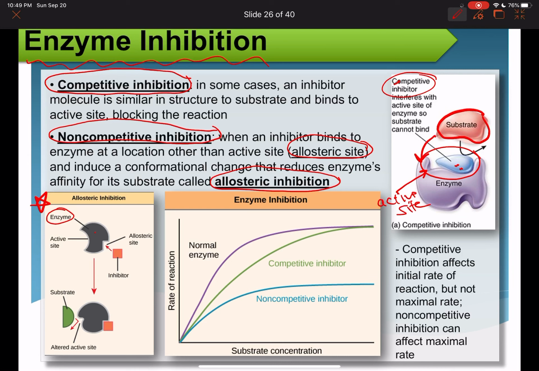Now, with a non-competitive inhibitor, it changes the maximum rate of the enzyme reaction because it literally changes the active site, so then it no longer binds to any of the substrates, okay? So it's not really outcompeting the substrate, but it changes the enzyme itself. So that's why a non-competitive inhibitor can actually lower your maximum reaction rate by quite a bit, okay? So that's another difference between competitive inhibition and non-competitive inhibition.